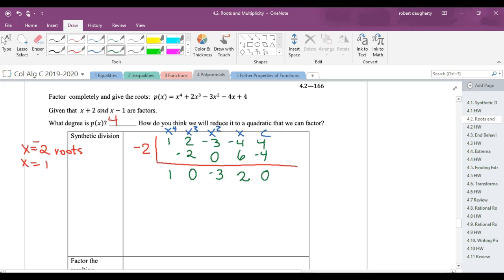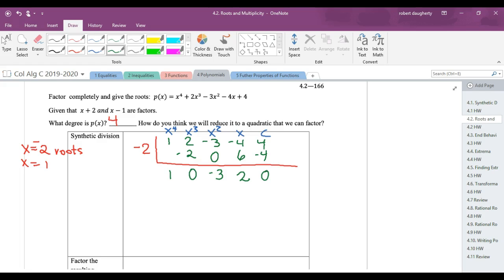Now this is going to be what? x cubed, x squared, x, constant, remainder. So I've divided it by x plus 2. Now what do I have to do now? I've got to divide it by what? x minus 1, or test to see whether or not x equals 1 is a root.